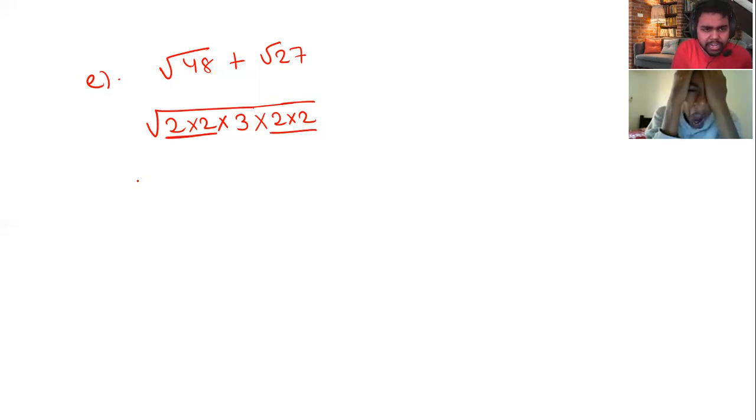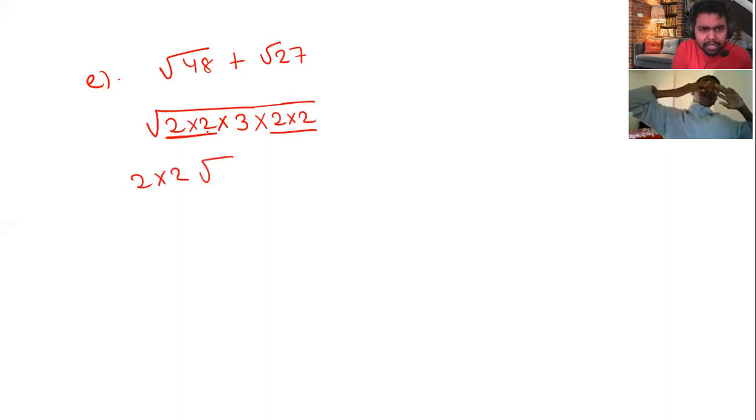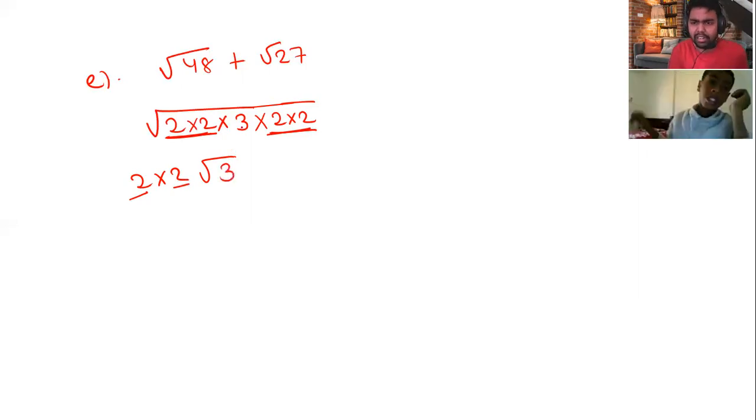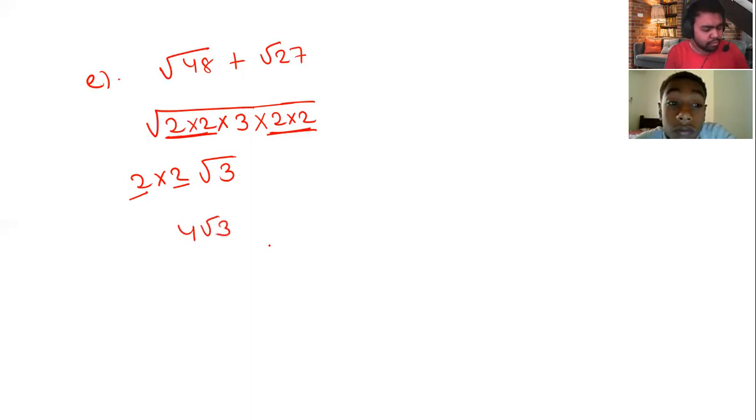That means I could write 2 into 2. How are there two 2's? Because this one pair has become one 2 and came here, and this one pair has become one 2 and came here. So therefore we have 2 multiplied by 2 and root 3 just there, right? Are you understanding my point? So therefore, root 48 would be 4 root 3, right?